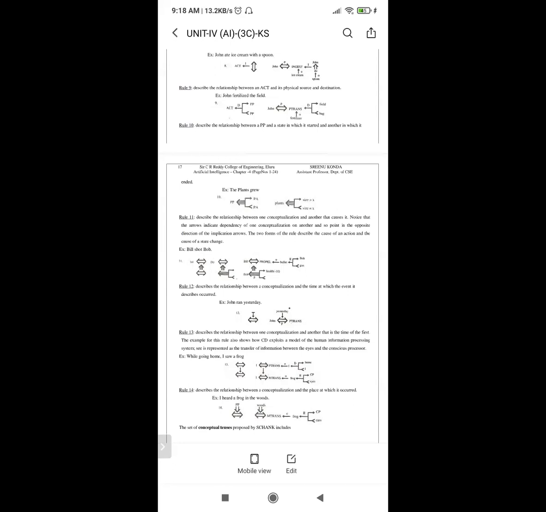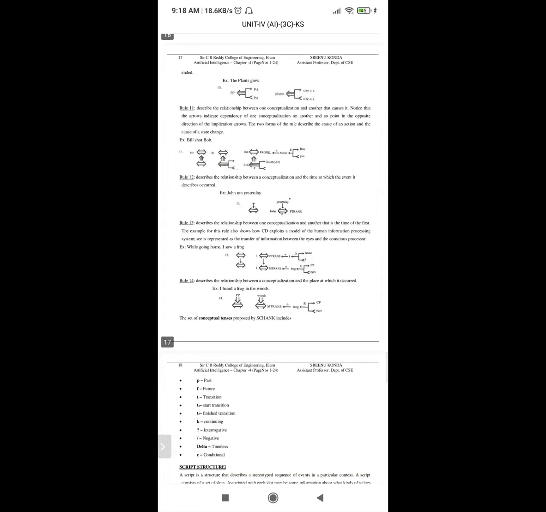Next here, eyes and CP. So eyes, that means with what he is seeing the frog, eyes. CP means conscious processor. Okay, that's it.